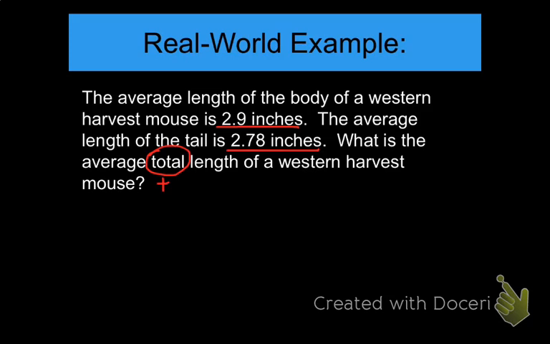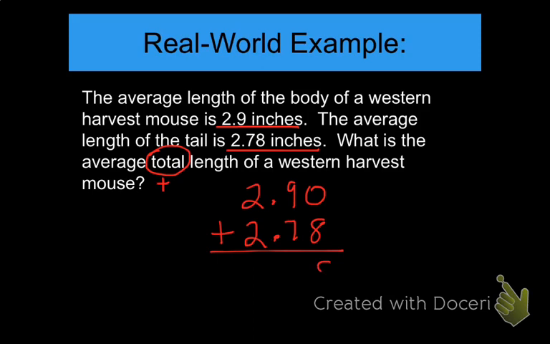So, as I look at the values here, I'm finding the total length of a Western harvest mouse. The body plus the tail length is going to give me how long it is altogether. So, I'm going to add 2.9 plus 2.78. Add in that placeholder 0.